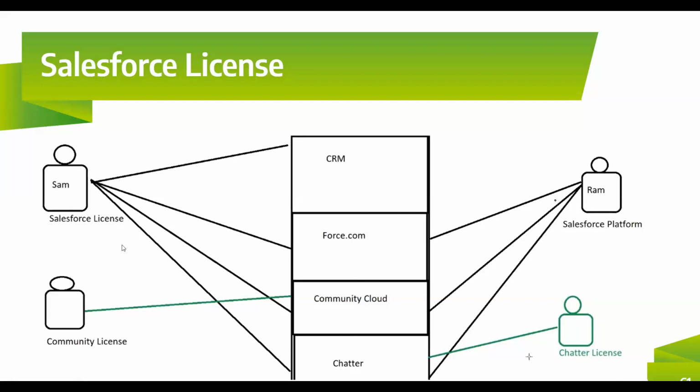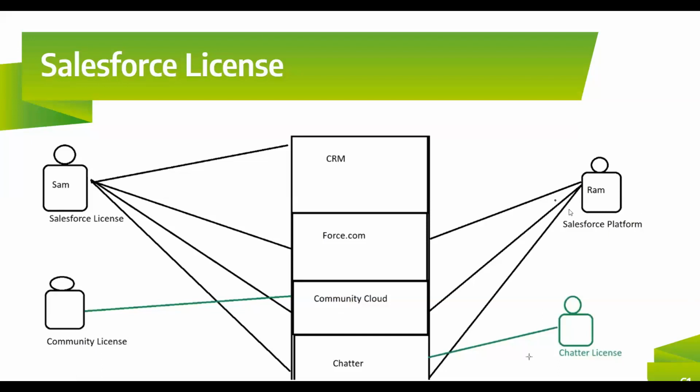So Sam is taking the Salesforce license. When Sam takes the Salesforce license, he has access to all the platforms here. He can use everything: CRM, Force.com, community cloud, and chatter. You know what chatter is? Chatter is nothing but chatting with multiple users, like a community. So when you purchase only community cloud, you are allowed to use only community cloud, right?